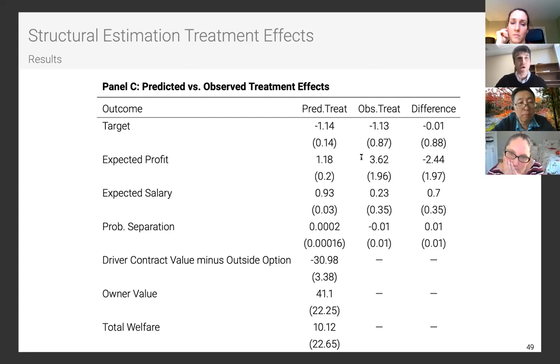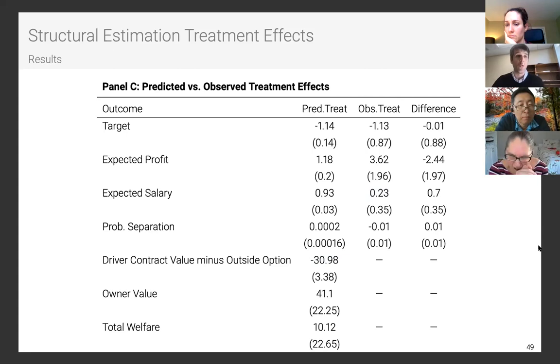The model thinks that the owners shouldn't be increasing their profits quite as much as we observe, and the drivers should actually be better off than we observe. So in reality, it looks like this is more of a transfer to the owner from the driver than the model expects. But taking this as a rough estimate, the model thinks that monitoring is reducing driver welfare by about $30, increasing owner welfare by about $40.